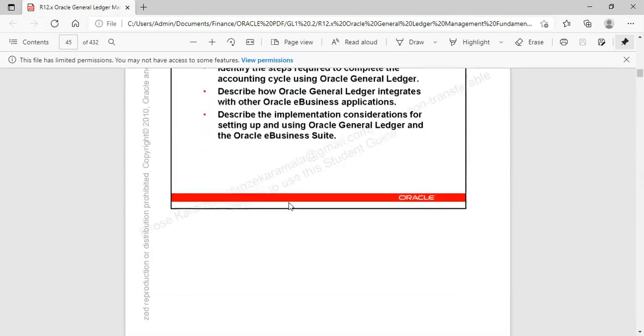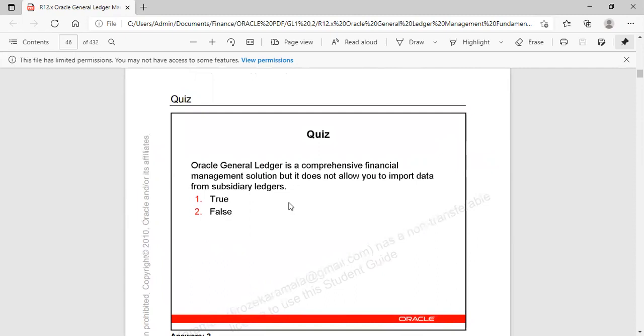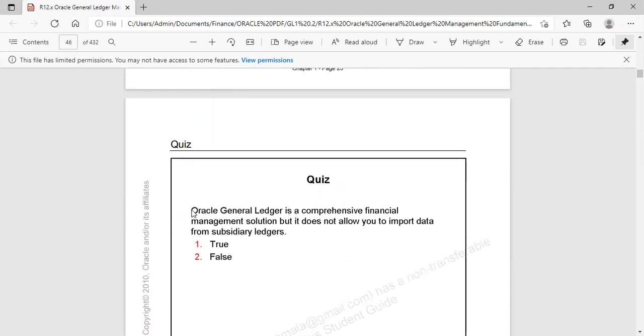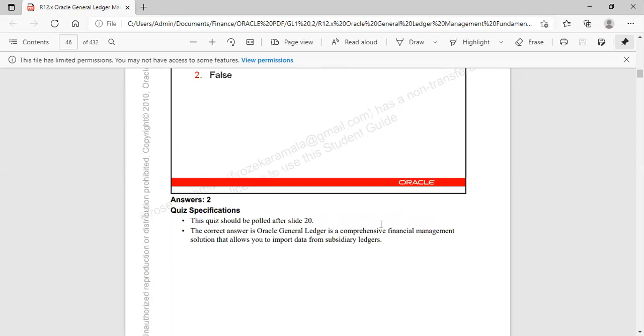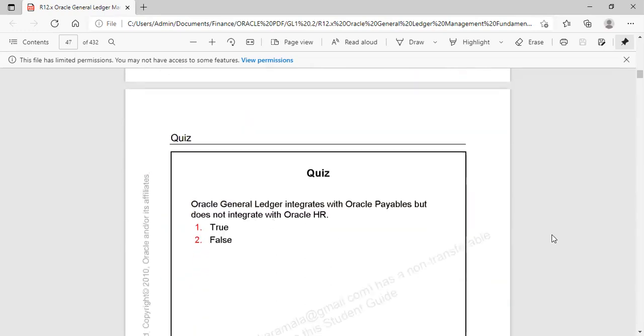Standard reports. What is this? Anybody can read and answer? False. It allows you to import data from subsidiary. False. False, sir? Yes, sir. False. Oracle General Ledger does not allow you to import. Okay, it is clear. It is false only, right? Correct. Next.